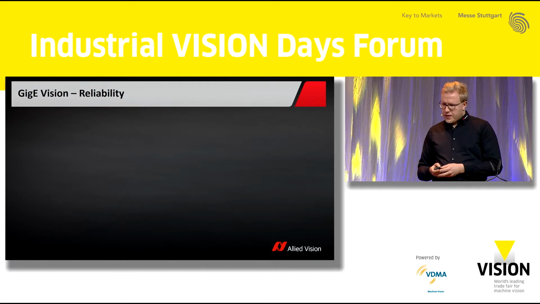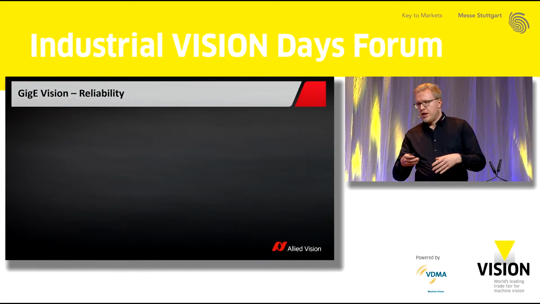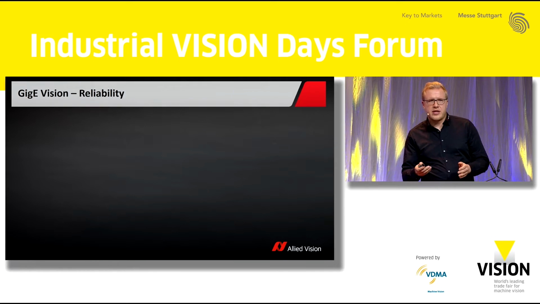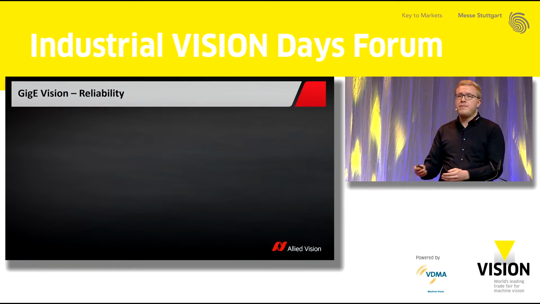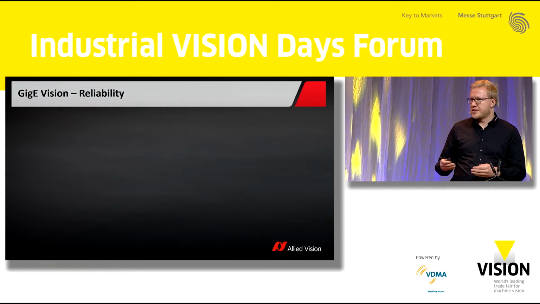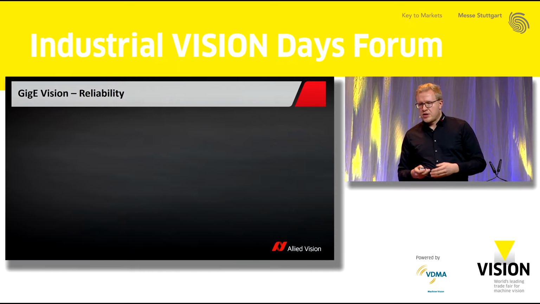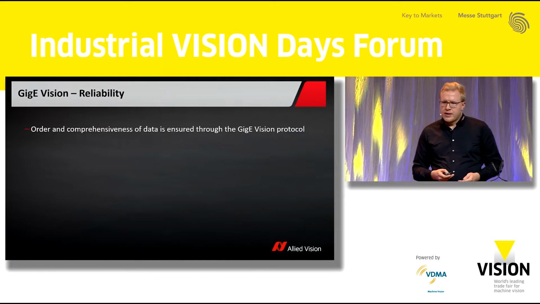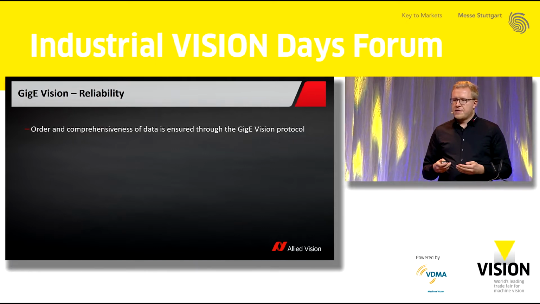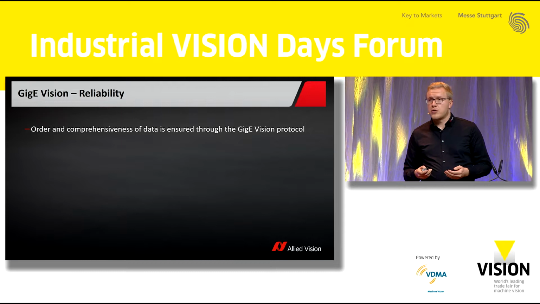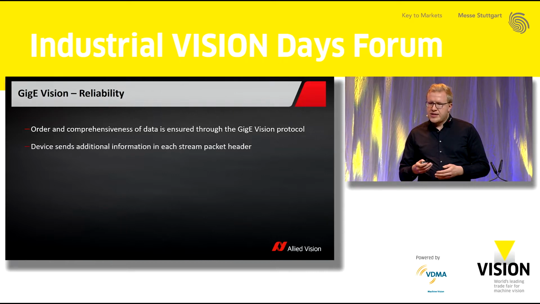What's really important to note here is that these are characteristics of UDP-based systems per se, not of GigE Vision itself. But what GigE Vision does is it adds some reliability functions to UDP. So the order and comprehensiveness of data is ensured through the GigE Vision protocol. And the device sends additional information in each stream packet header.